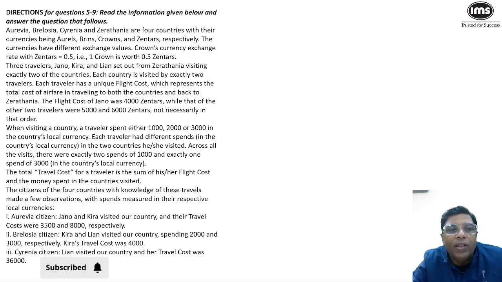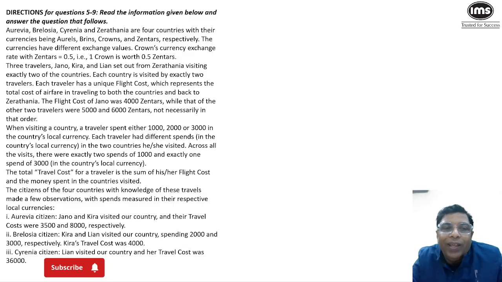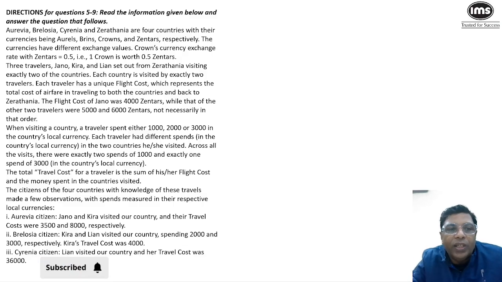Then there are three travelers, J, K and L, who set out from Z visiting exactly two of the countries. So all three people are visiting exactly two countries. Each country is visited by exactly two travelers. Each traveler has a unique flight cost, which represents the total cost of airfare in traveling to both the countries and back to country Z. So all the flights together make it a flight cost.